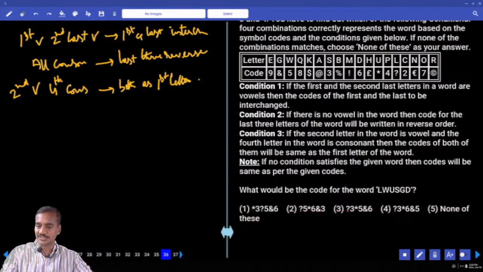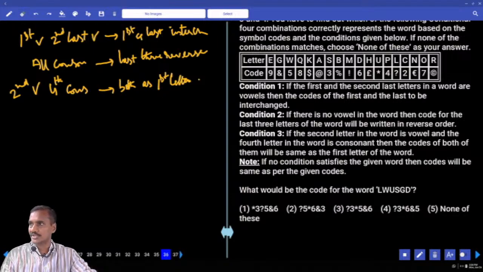Then coming to 36, LWUSZD. Which category does LW come under? All consonants, so the last 3 letters must be written in reverse order. Now, what is the code for D? 6. U is a vowel. Since U is a vowel, the first-vowel and last-vowel rules are ruled out, all consonants is ruled out, and second and fourth is also ruled out.